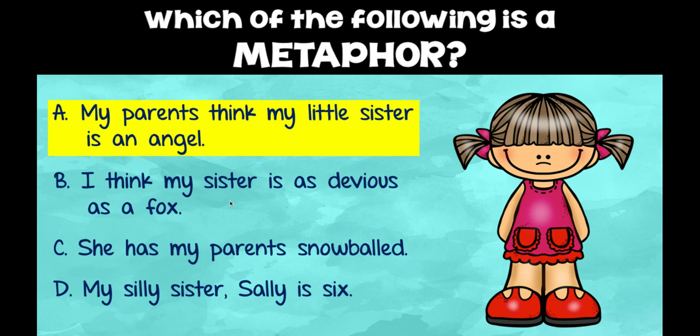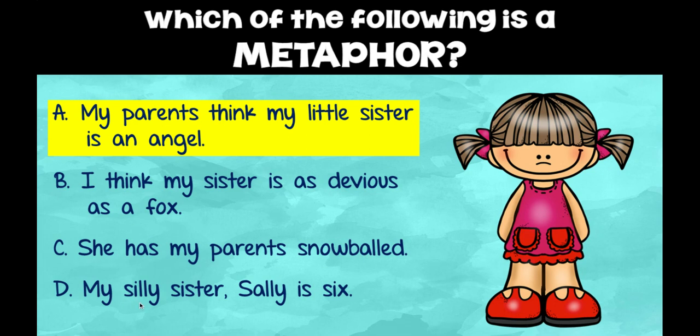B, I think my sister is as devious as a fox. This is one we just talked about. You're comparing your sister to a fox, and this time you use the word as. So this would be an example of a simile. Let's look at C. She has my parents snowballed. Okay, when you say someone is snowballed, that is an example of an idiom, which we will talk about tomorrow.